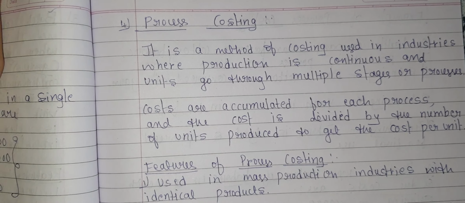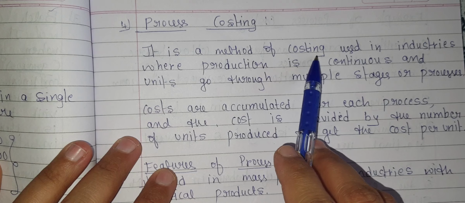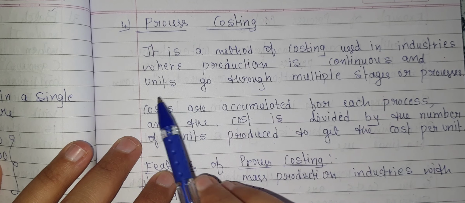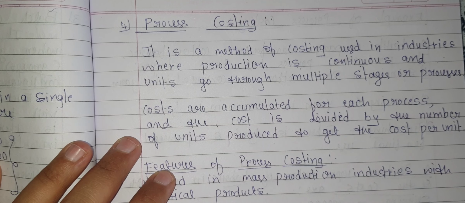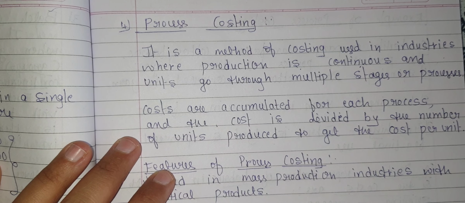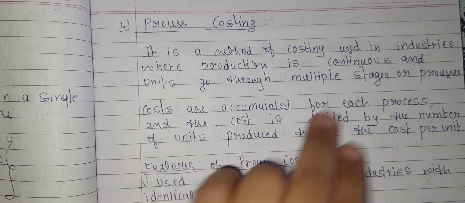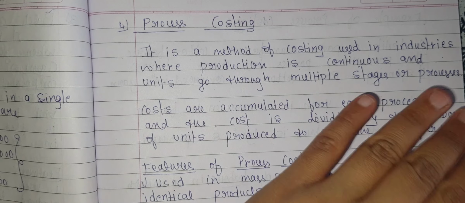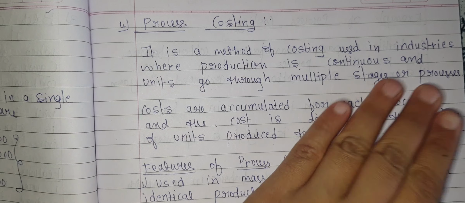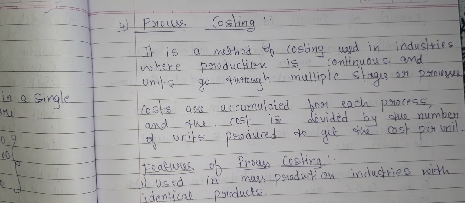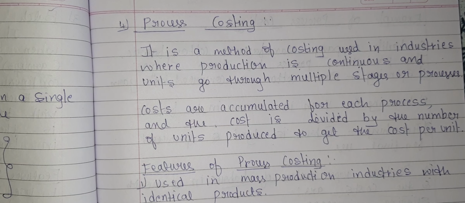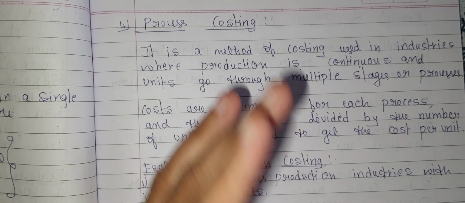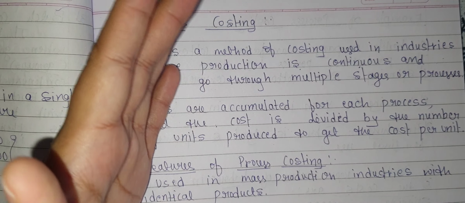What is the meaning of process costing? It is a method of costing used in industries where production is continuous and units go through multiple stages or processes. It means that manufacturing processes run without interruption, producing the goods on a large scale over time.